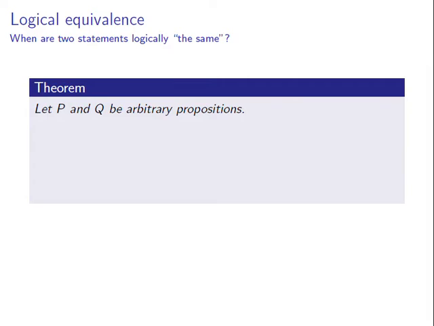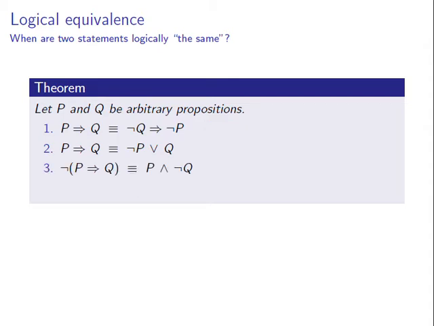Here are more equivalences which involve conditionals. The sentence P implies Q is equivalent to its contrapositive, not Q implies not P. We showed this using truth tables in an earlier example. The sentence P implies Q is equivalent to either not P or Q. The negation of the sentence P implies Q is equivalent to P and not Q.